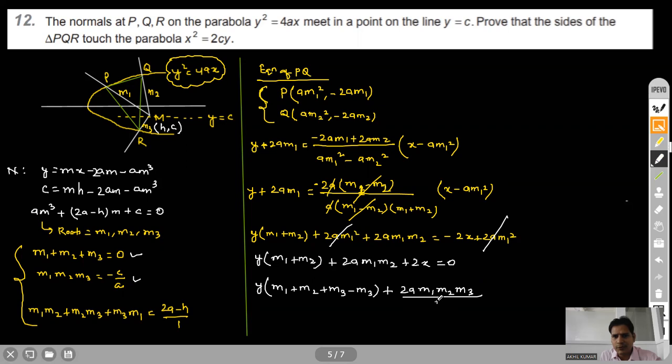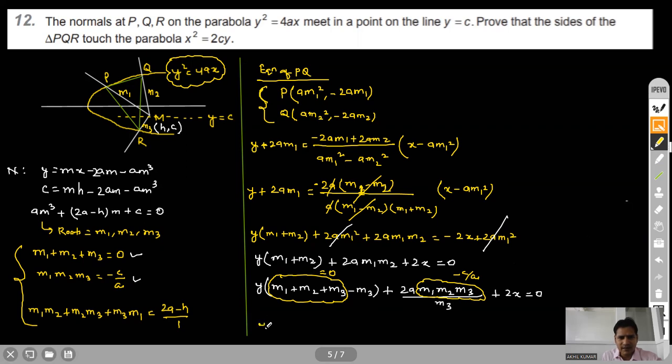Hope this is clear to all. And I will remain this as it is. So plus 2x is equal to 0. What will be the benefit of this? This thing is equal to 0, right? And we know the value of this thing as minus c by a. So we will put it.